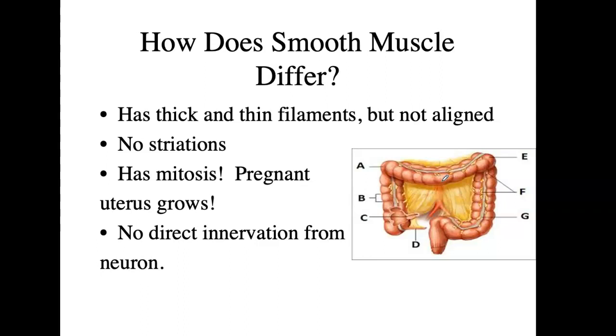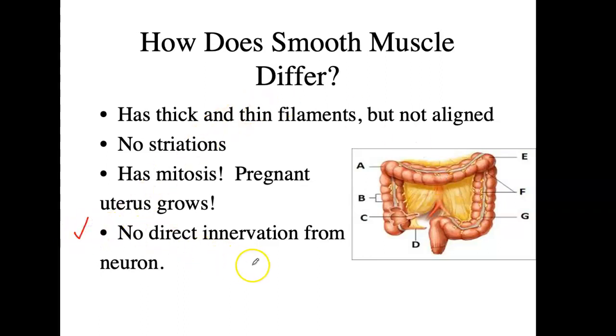Even when you have muscle bulk, that you've been doing weights for a long time, you're not really creating new cells. The old cells are splitting. You're not creating new ones in skeletal muscle. But in smooth muscle, yes, absolutely, you get new cells. There is no direct innervation from a neuron, is what I'm telling you here.